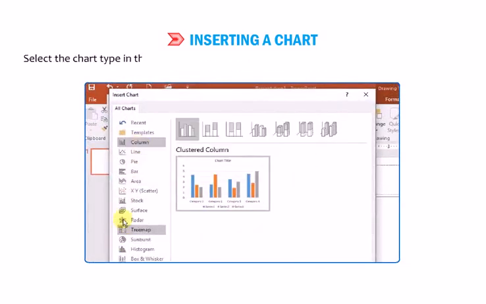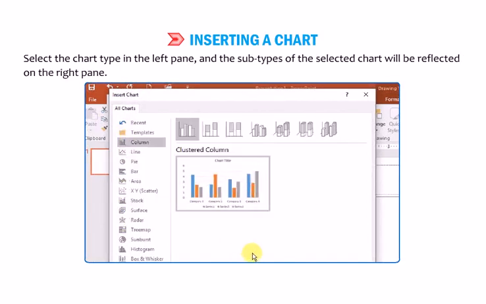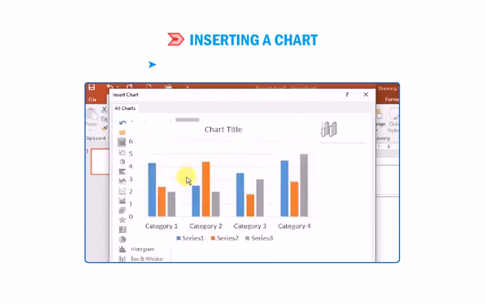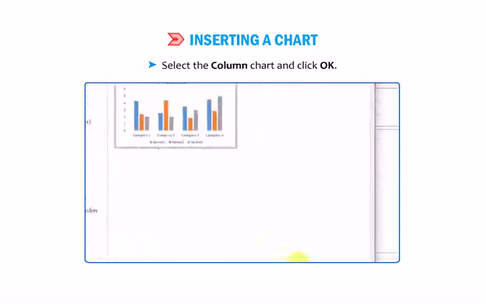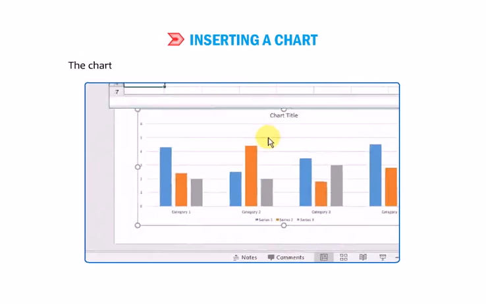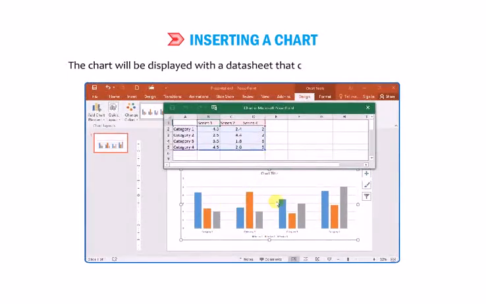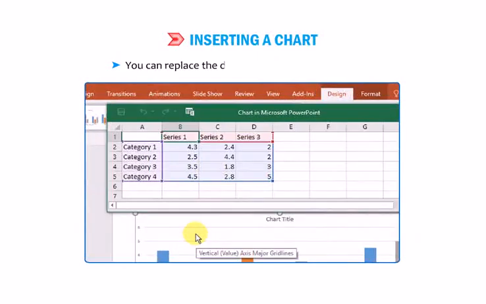Select the chart type in the left pane and the subtypes of the selected chart will be reflected on the right pane. Select the column chart and click OK. The chart will be displayed with the data sheet that contains the default data. You can replace the default data with your own data.